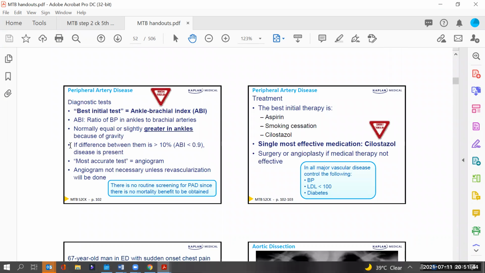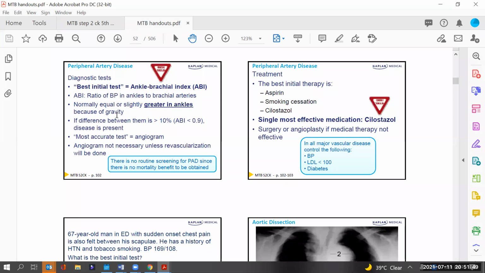For diagnostic test, we will go for the ankle brachial index. This is the best initial test. Just memorize this ratio, it is very important. If the difference is more than 10%, like ABI less than 0.9, it means the disease is present. If in any question you see an ankle brachial index less than 0.9, most of the time they mention 0.8, just think of peripheral artery disease. You will see a very clear-cut history in your patient too.